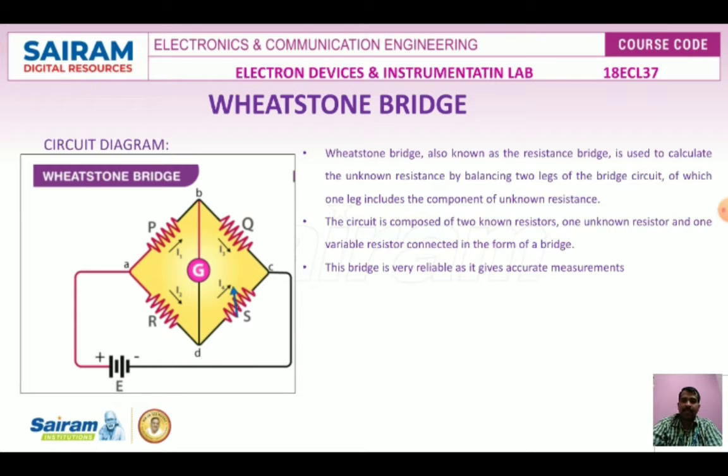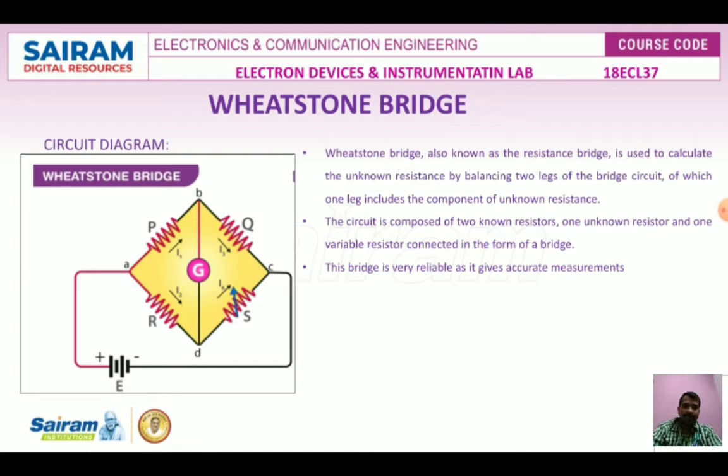Here P and Q are fixed resistances, which are known resistances, and S is the variable resistance, which is also a known resistance, and R is the unknown resistance. We can calculate R by using the ratio P by Q is equal to R by S. So R is equal to P by Q into S. This is the formula to find out the unknown resistance.